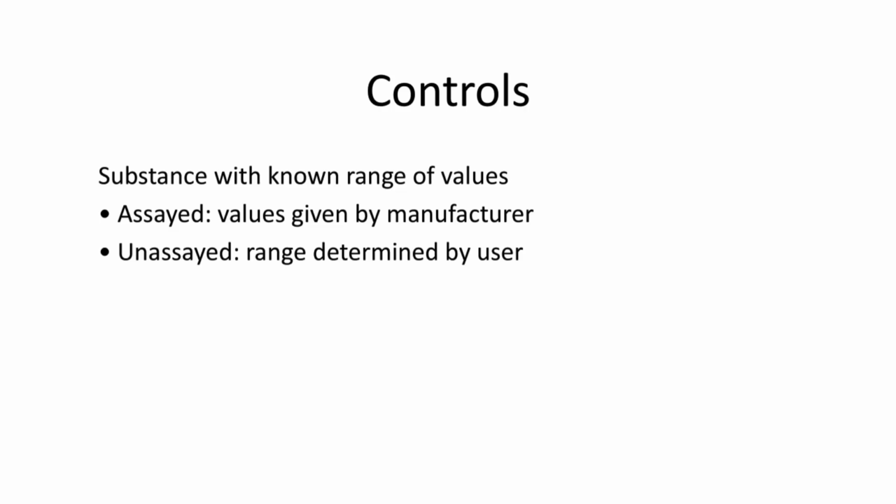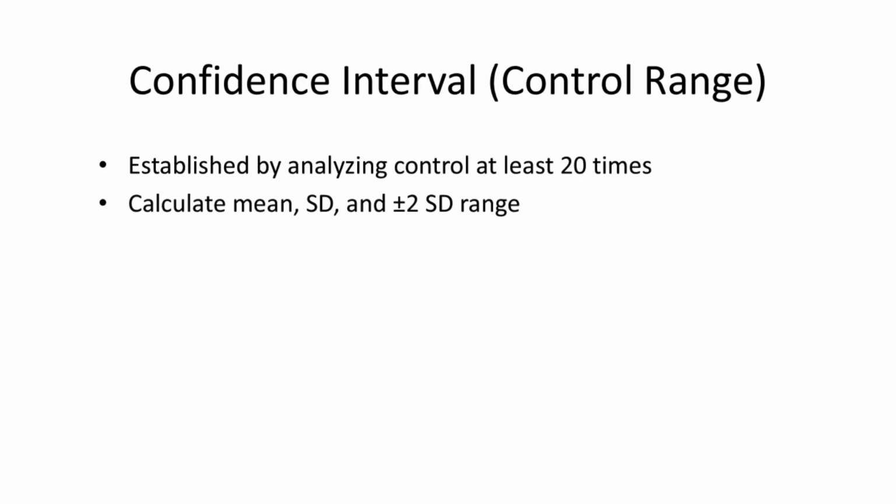A control is a substance with a known or determined range of values. If the values are provided by the manufacturer, the control is called assayed. If the values are not provided, the laboratory must establish the range, and the control is called unassayed. The confidence interval, sometimes called the control range, is the range of values within which control results must fall. This interval is usually established by analyzing the control at least 20 times, then calculating the mean, the standard deviation, and the plus or minus 2 standard deviation range.